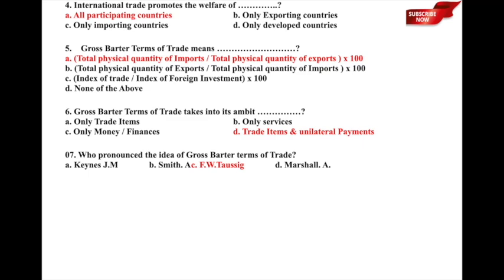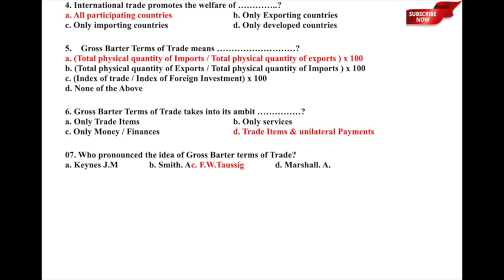The fourth one is, international trade promotes the welfare of dash. International trade promotes the welfare of whom? And the first is all the participating countries, second is only exporting countries, third is only importing countries, and last is only developed countries. So international trade promotes the welfare of all the participating countries. This was pretty easy. So option A, all the participating countries, is the correct answer to this particular question. I hope that is clear. Let us now move to the next one.